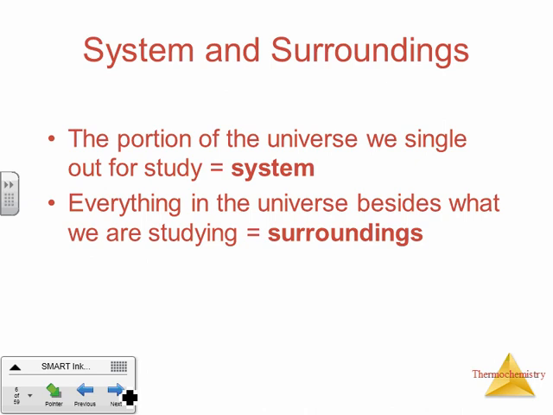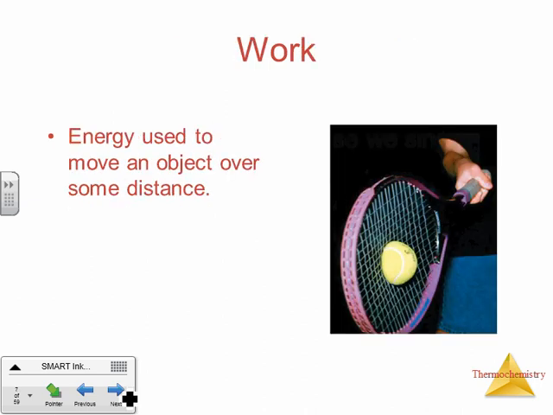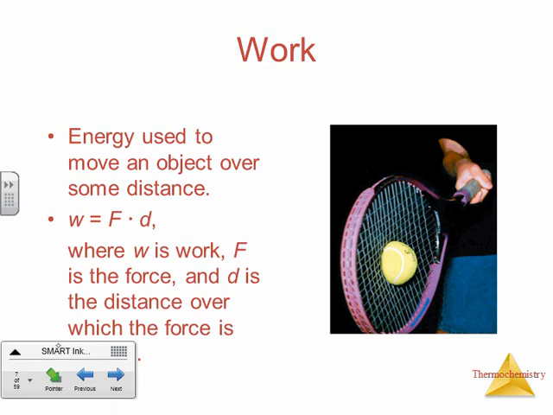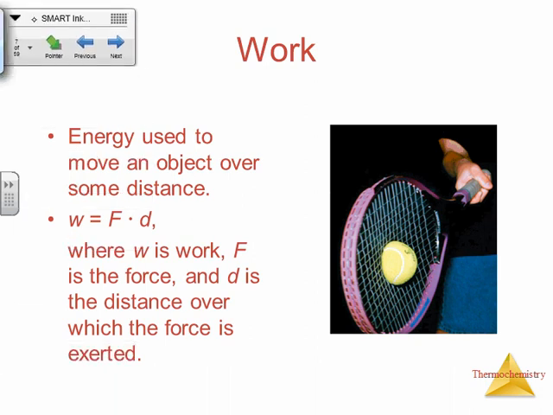Because usually what's happening to the system, if energy is going into the system, then energy is flowing out of the surroundings and vice versa. Whatever's happening to one is usually the opposite of what's happening to the other. Okay, work. That is the energy that it takes to move something. We already talked about that. Now the actual equation for work is force times distance. Force is in newtons, distance is in meters typically, and that gives us work in joules.